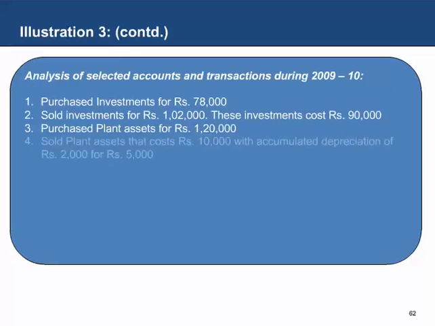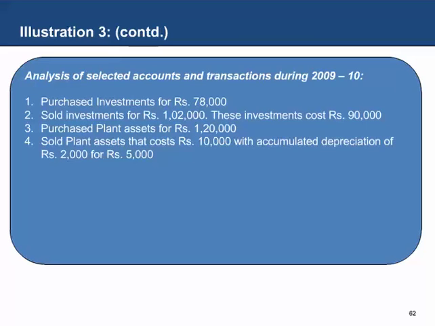The company purchased plant assets for rupees 1,20,000, sold plant assets that cost rupees 10,000 with accumulated depreciation rupees 2,000 for rupees 5,000. Thus, in this case, rupees 5,000 should be used as a cash inflow. This is the main cash inflow to be used while preparing the cash flow statement.